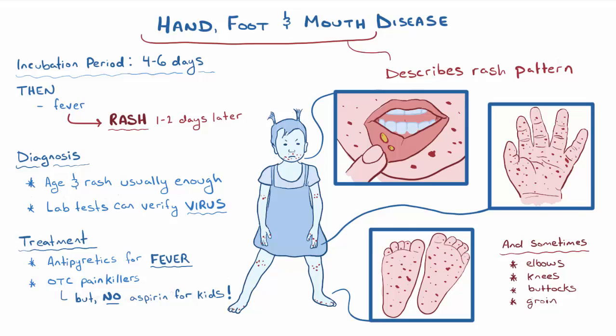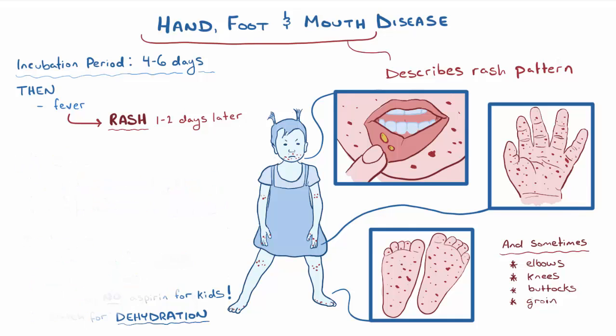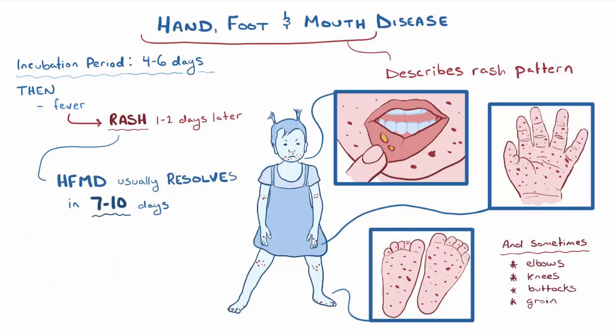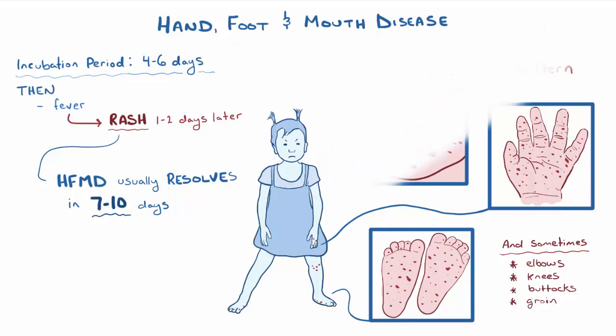One thing to watch out for, though, is that since the disease can cause a sore throat, it's important to monitor the infants and small children for dehydration. But generally, the disease resolves on its own in 7 to 10 days without any severe complications.